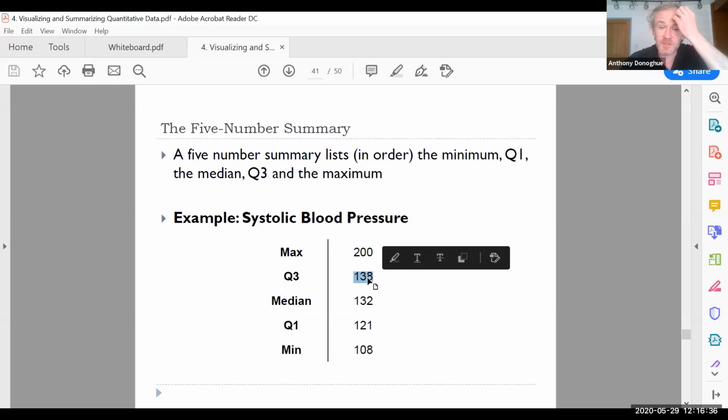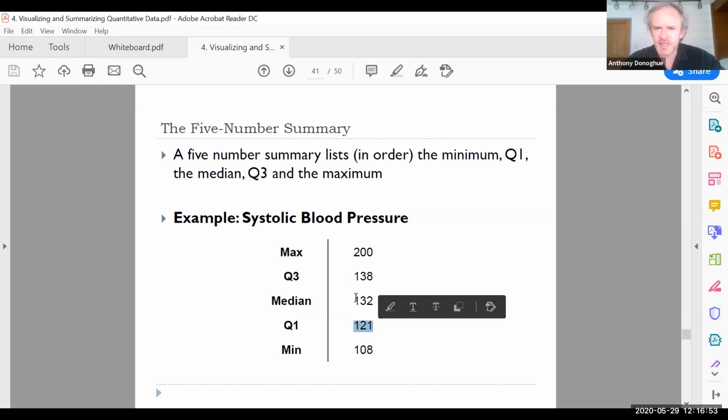Q3 is where 75% of individual blood pressures are below Q3, 138. And 25% of values are below Q1. We'll look at it visually, but it's saying that the middle 50% of individual diastolic pressures in our data set are between 121 and 138.